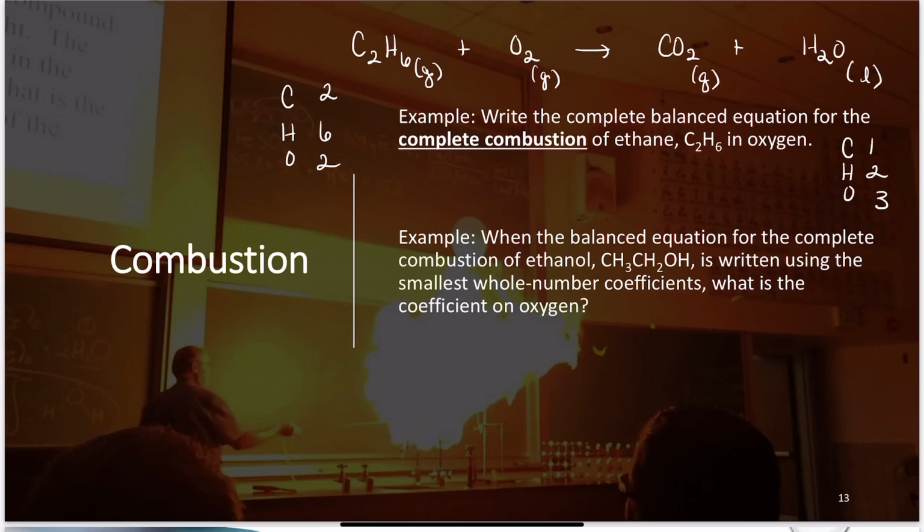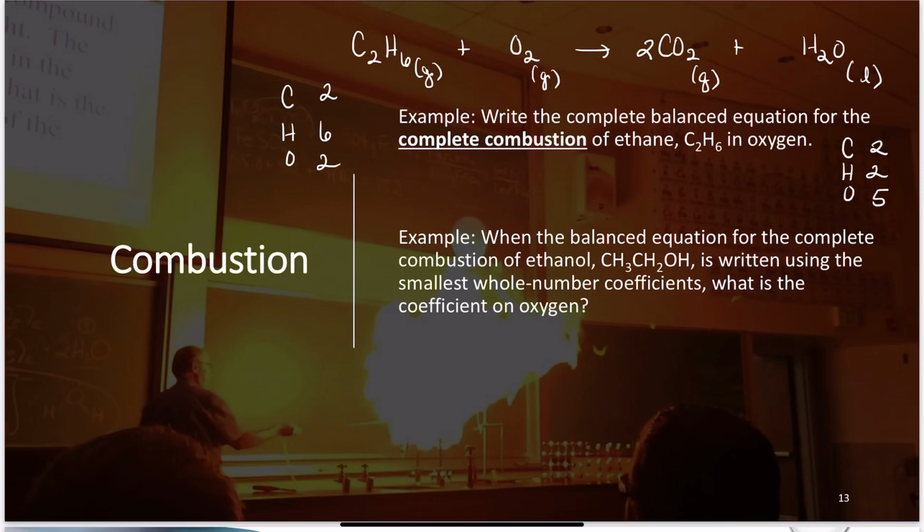First thing I see is that my hydrogens are not balanced. My carbons are not balanced. I need to go ahead and balance those first. So I'm going to go ahead and put a 2 in front of my CO2 here. That balances out my carbons. But now I have a different number of oxygens. I have 4 plus 1. I have 5 oxygens now.